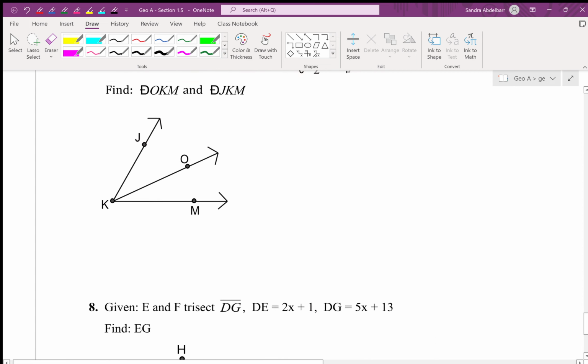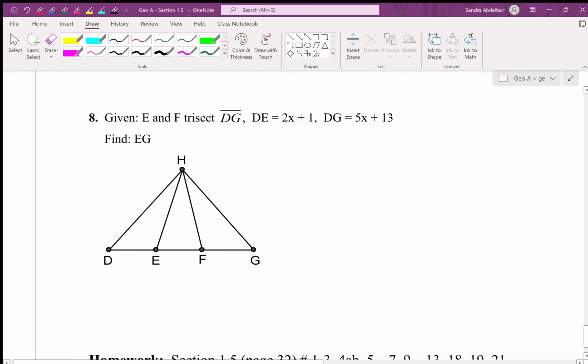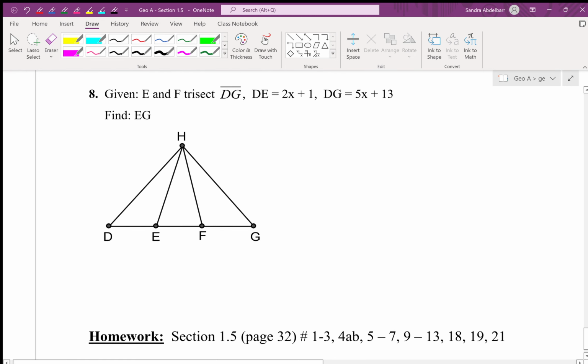All right, I'm going to skip number 7 for now, and I need to go on to number 8. So here we are told that E and F trisect DG. If E and F trisect DG, what can I conclude? E and F. Bridget: Good. DE, EF, and FG are congruent.